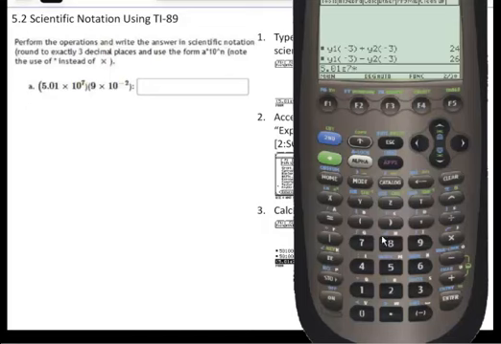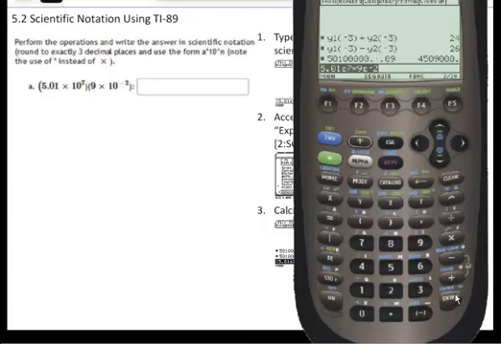And then times the next term, which is 9 times 10 to the power of -2. You can include the negative sign. Make sure you use the change of sign key, not the subtraction key. And that will give you your answer. So this would be the answer. Now notice this answer didn't give us the answer in scientific notation.